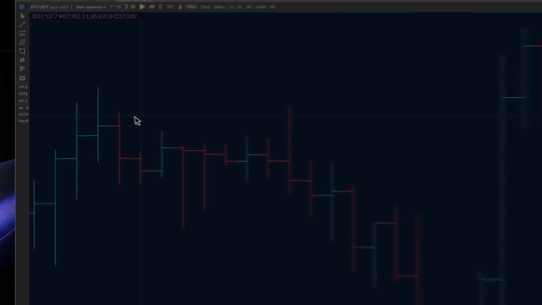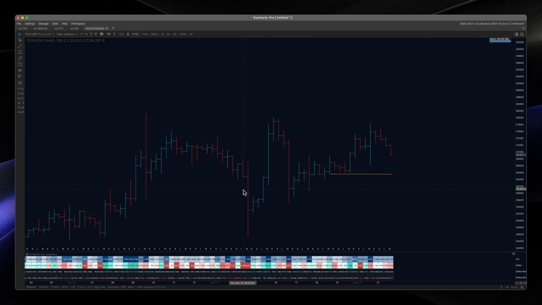I mentioned this template before, but I still use it with my liquidity and in terms of my intraday trades and everything like that. So it's really important to mention.